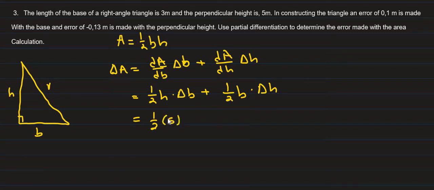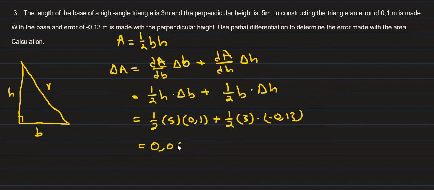The base is 3, so 1/2 times 5 times 0.1 plus 1/2 times 3 times change in height, which is negative 0.3. Then the final answer, calculating, is negative 0.055 meter squared.